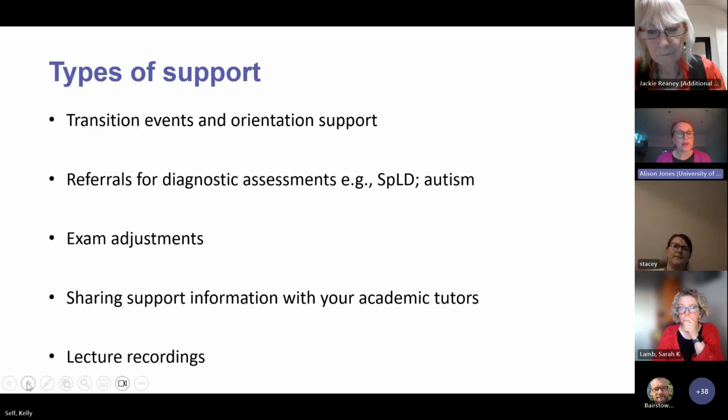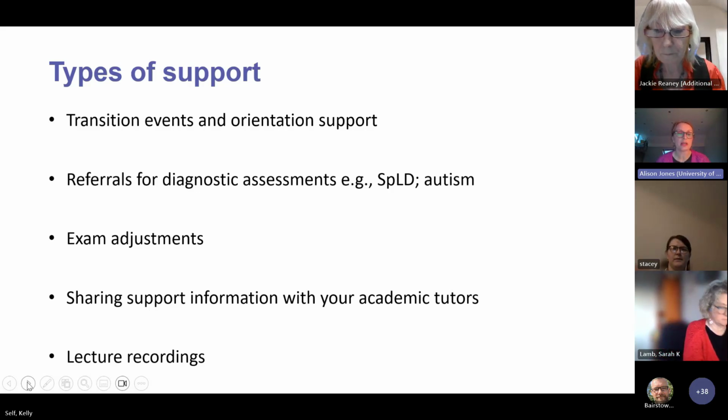Okay, so in terms of the types of support that might be organised and put in place by a university, lots of universities now provide transition support. So there might be various transition events taking place over the summer or in the first few weeks of uni. Some universities might be able to put in place one-to-one orientation support for students, for example, autistic students that need some support to familiarise themselves with the environment, from travelling around campus, for example. So have some contact with the disability service and find out what transition support is available for applicants.